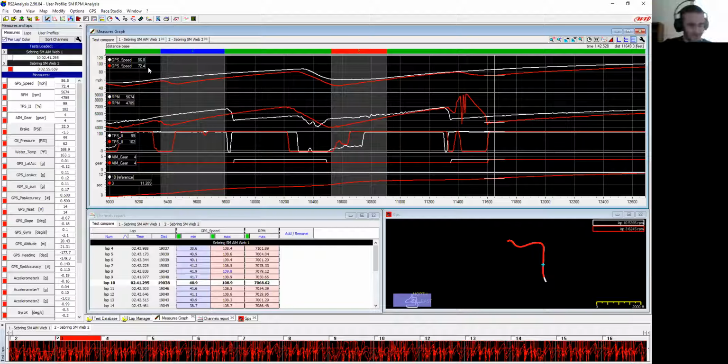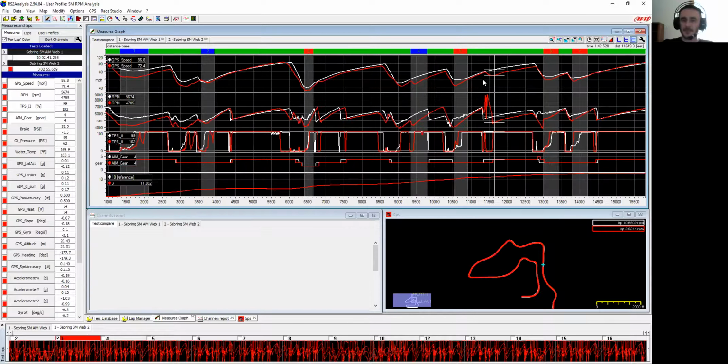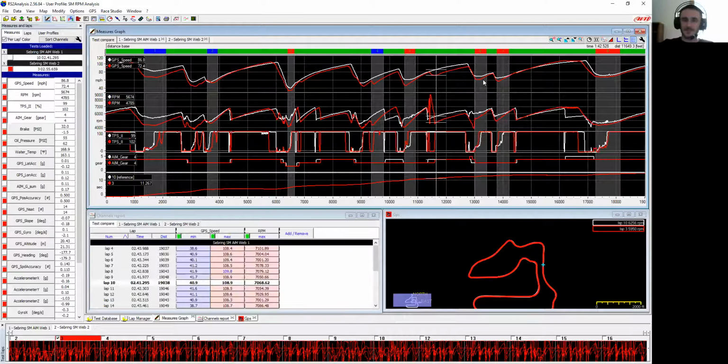Yeah, and that's a huge number, right? 2 miles an hour is about 3 feet per second. So you can imagine how much that slows them down. All right. So that's a good example of how to find over revs.